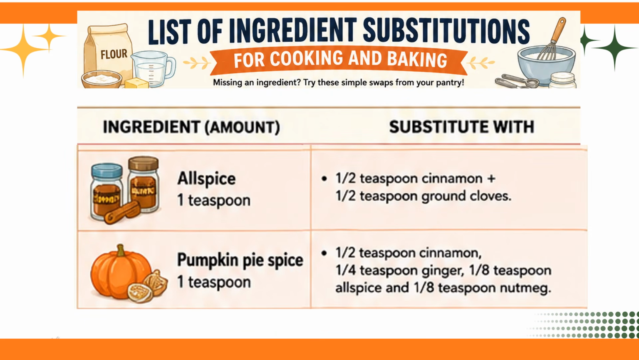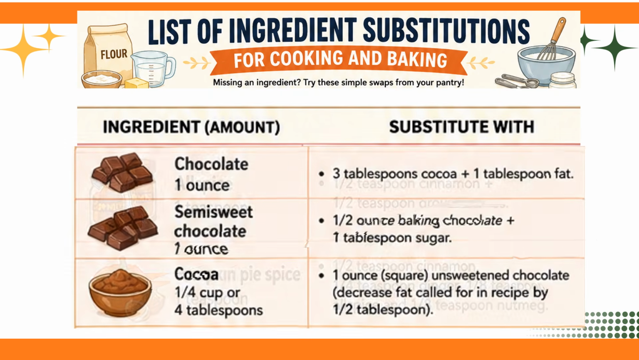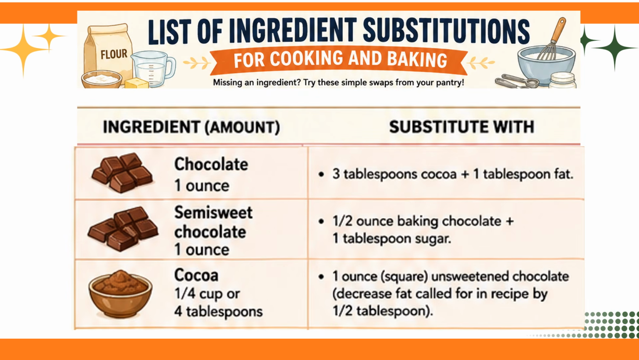Allspice, 1 teaspoon. Substitute with 1/2 teaspoon cinnamon and 1/2 teaspoon ground cloves. Pumpkin pie spice, 1 teaspoon. Substitute with 1/2 teaspoon cinnamon, 1/4 teaspoon ginger, 1/8 teaspoon allspice and 1/8 teaspoon nutmeg. Chocolate, 1 ounce. Substitute with 3 tablespoons cocoa plus 1 tablespoon fat. Semi-sweet chocolate, 1 ounce. Substitute with 1/2 ounce baking chocolate plus 1 tablespoon sugar. Cocoa, 1/4 cup or 4 tablespoons. Substitute with 1 ounce square unsweetened chocolate, decrease fat called for in recipe by 1/2 tablespoon.